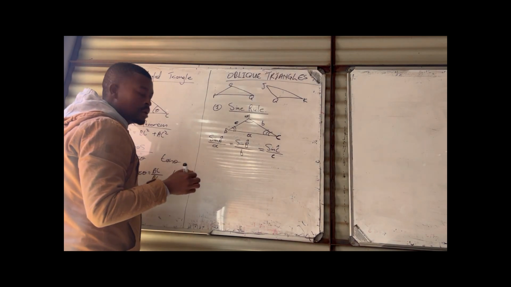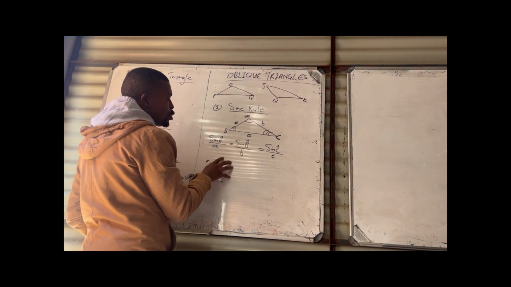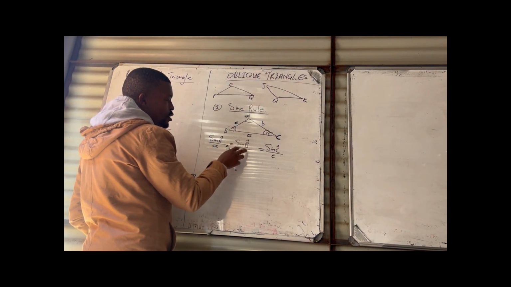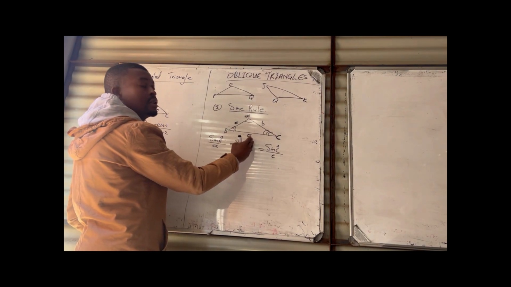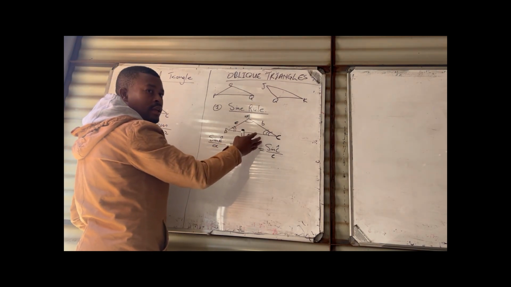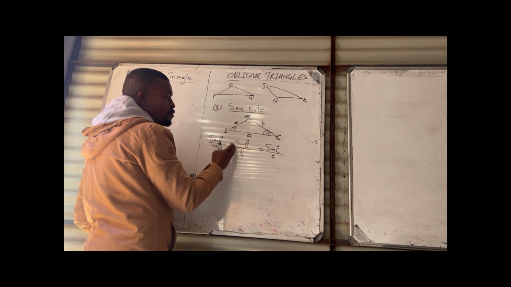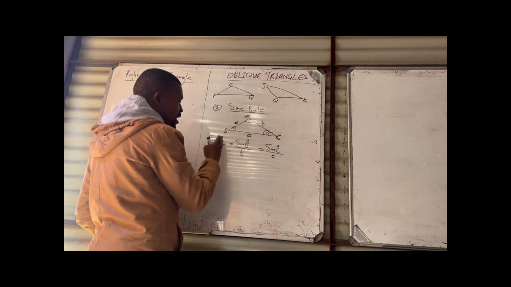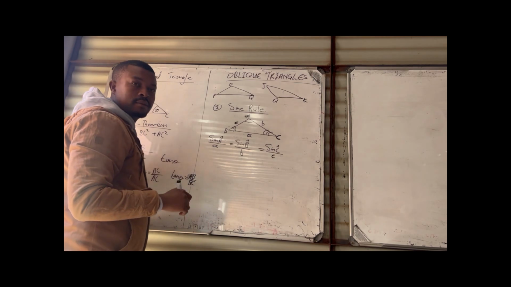When we solve, we will only use two parts, depending on the information we have on the triangle: sine A over a is equal to sine B over b, or sine B over b is equal to sine C over c, or sine A over a is equal to sine C over c.